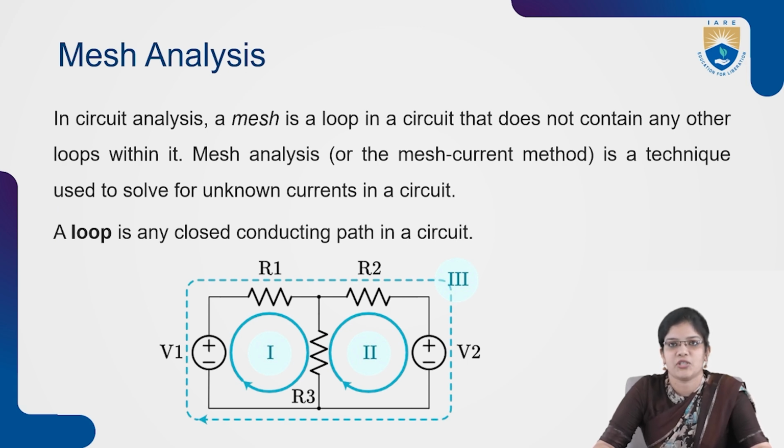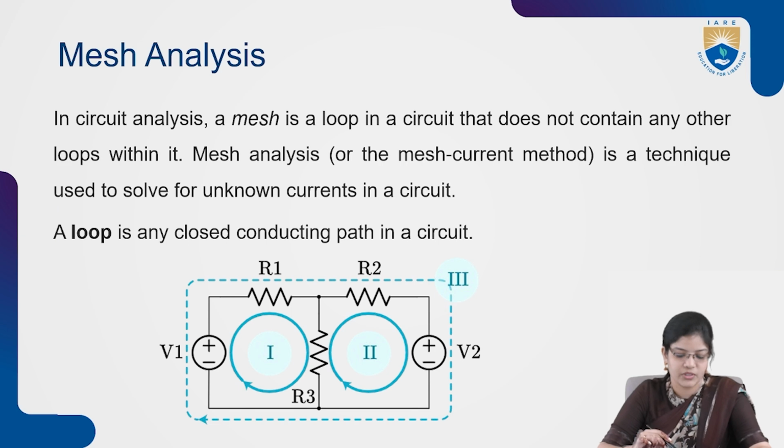I have already mentioned mesh is a closed path which allows the flow of current. I have already told what is the difference between loop and mesh. A loop also shows the path for the current to flow, and a mesh is also a closed path which allows the flow of currents.